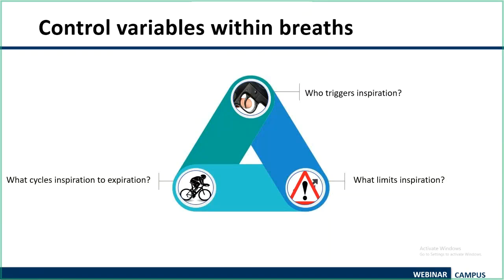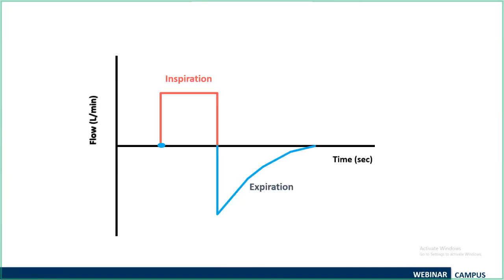Then comes what limits the inspiration, like Dr. Saneesh has already explained. Whether it is pressure limited, flow limited or volume limited, we will come to that later. And again, how it is cycling between an inspiration and an expiration, at what point of time the inspiration ends and expiration starts. So these are the three main variables in different modes.